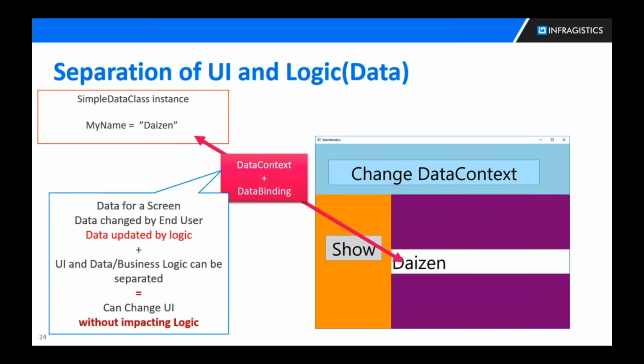So if you are using data context with data binding, you can store the data which is necessary for the screen, but you also have to implement INotifyPropertyChanged. This is kind of a must-have thing. So once you learn it, you just use that.